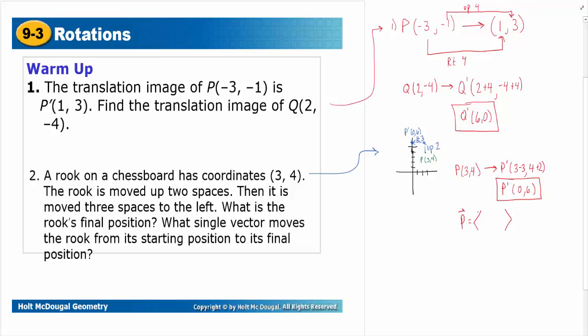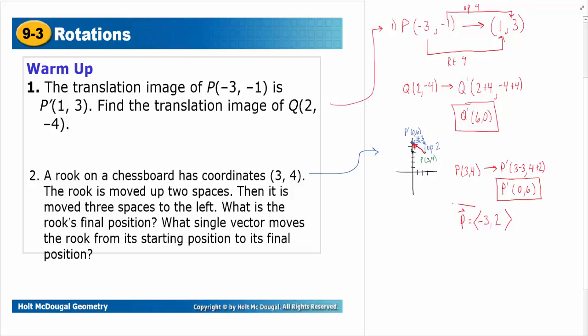So anyway, this one is going left, as we said, left 3 and up 2. So you would write it as <-3, 2>. And if I try to draw it, it would look like that. Again, it would end at (0, 6). Okay, so those would be your answers here.